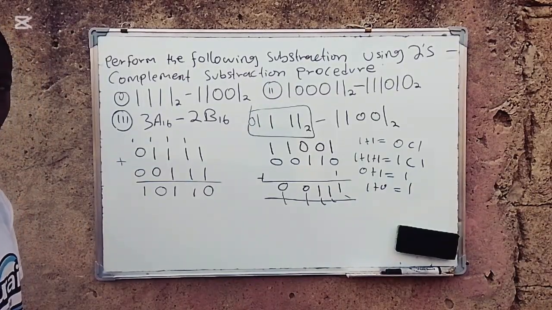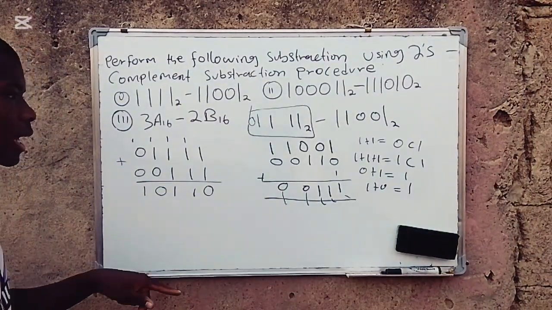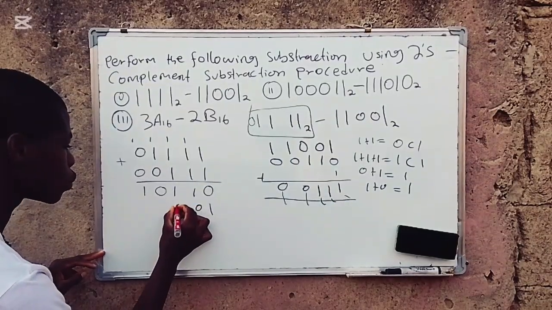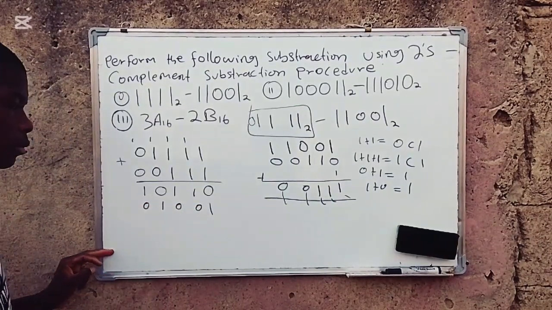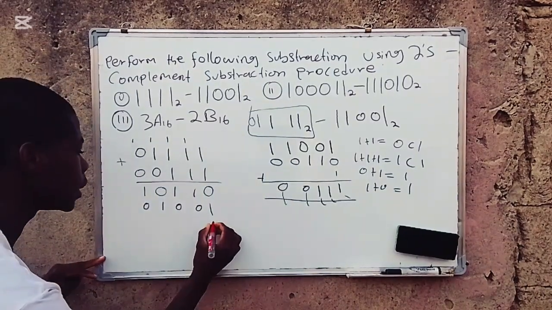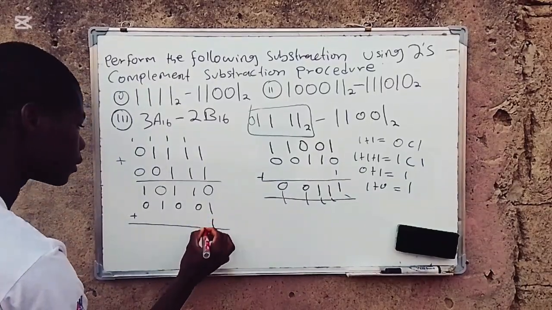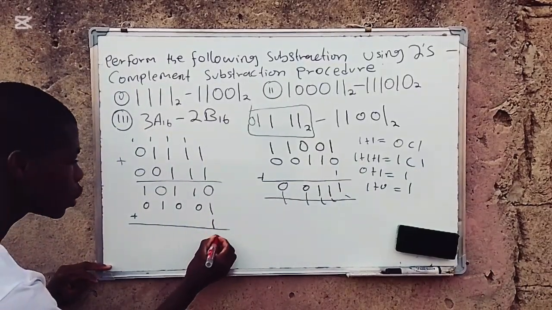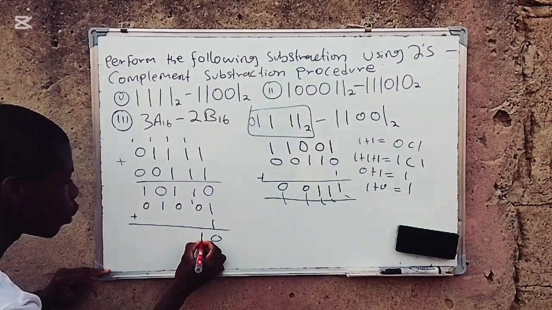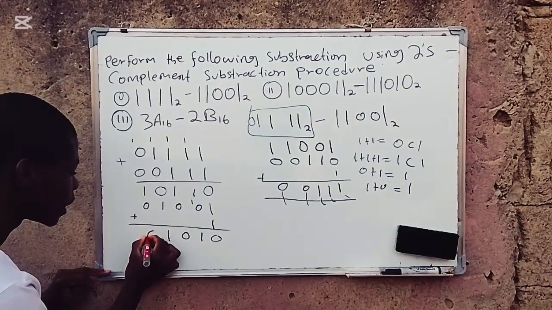What is the next thing to do? I have to perform the first complement. As I said, you change zeros to 1 and 1s to 0. So it will become 1, 0, 0, 1, 0. After that, I have to add 1. So 1 plus 1 gives 0 with a carry of 1. Then 1 plus 0 is 1, 0 plus 1 is 0, 1 plus 0 is 1. And I will keep down the 0.